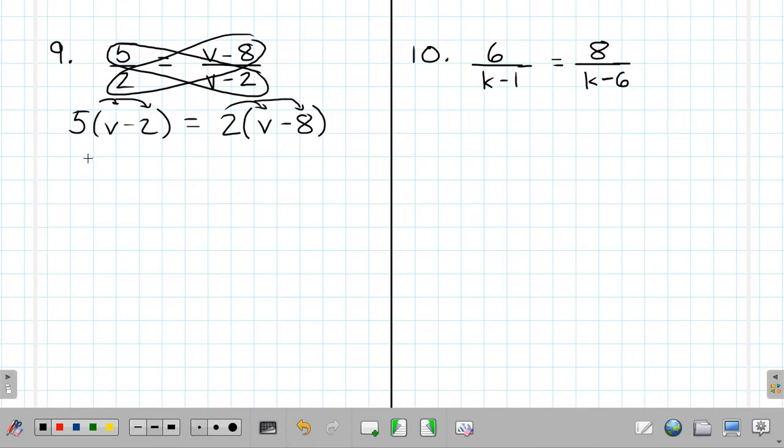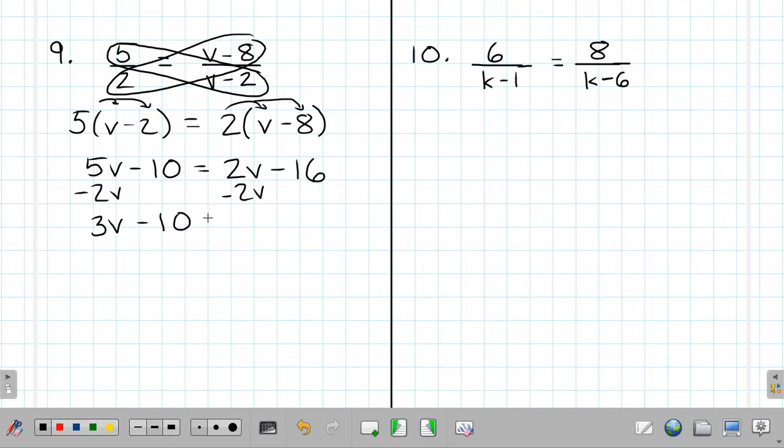Okay, so 5 times v gives me 5v. Minus 5 times 2 is 10. 2 times v is 2v. Minus 2 times 8 is 16. And I know I sound like a broken record, but equation with variables on both sides. Same thing. I'm going to minus the 2v, minus the 2v. 5v minus 2v is 3v. Minus 10 is equal to, well, those go away, giving us negative 16.